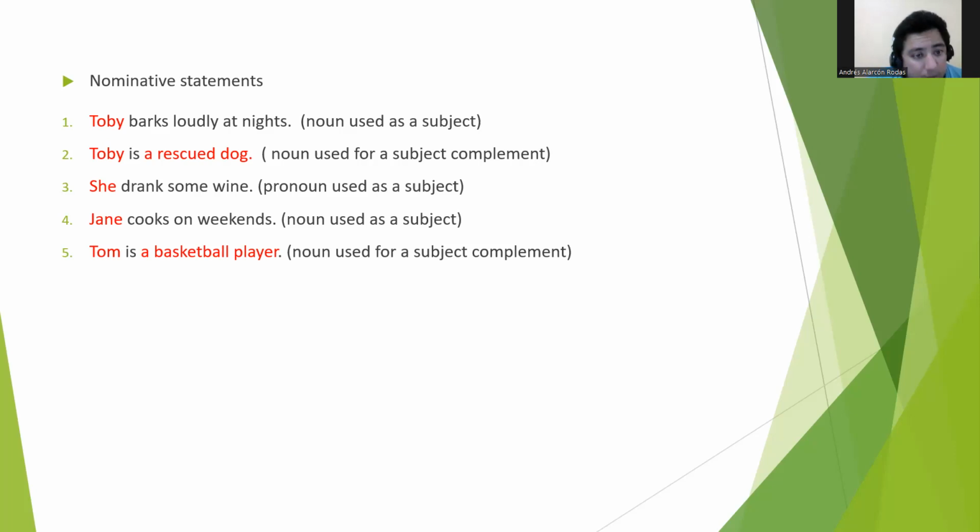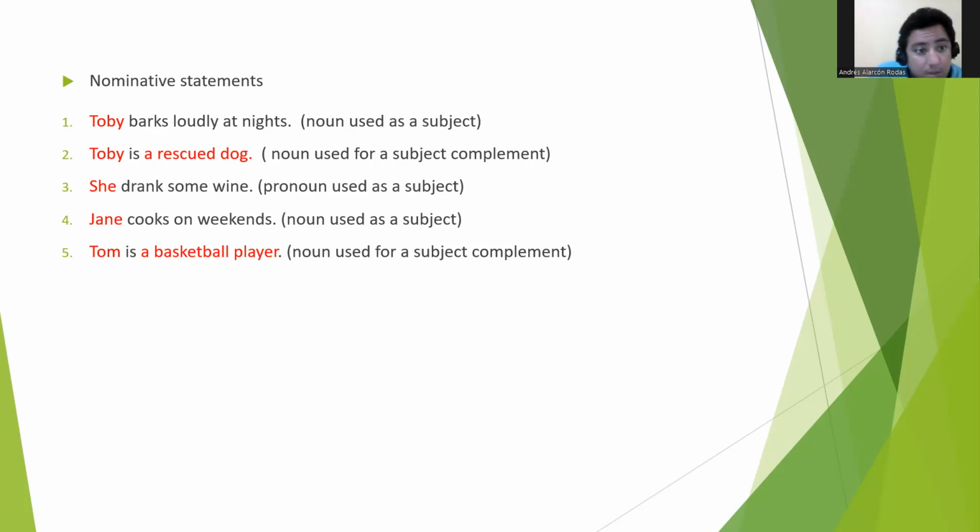Number 4, Jane cooks on weekends. Who cooks on weekends? So she performed the action. So the nominative statement refers to this, the one that performed the action in this case. Okay. Let's continue for the subject complement that are explained in the examples 2 and 5.